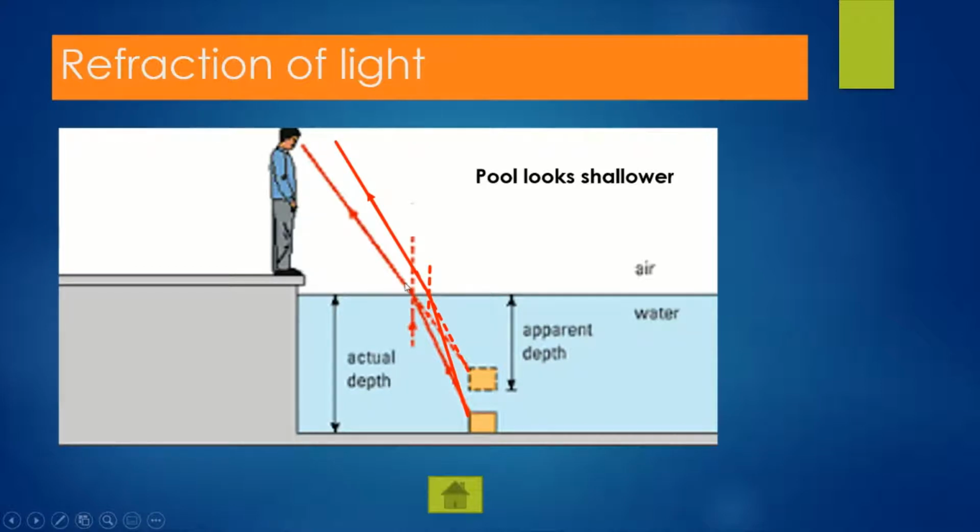And we have also learned that an image is formed at the intersection of two refracted rays. But these two refracted rays are diverging. So if we trace them back into the water, you see that they intersect in the water. So the image of this object is formed in the water, at a higher position, vertically up from the object. This is called the apparent depth, and the actual depth is called real depth.